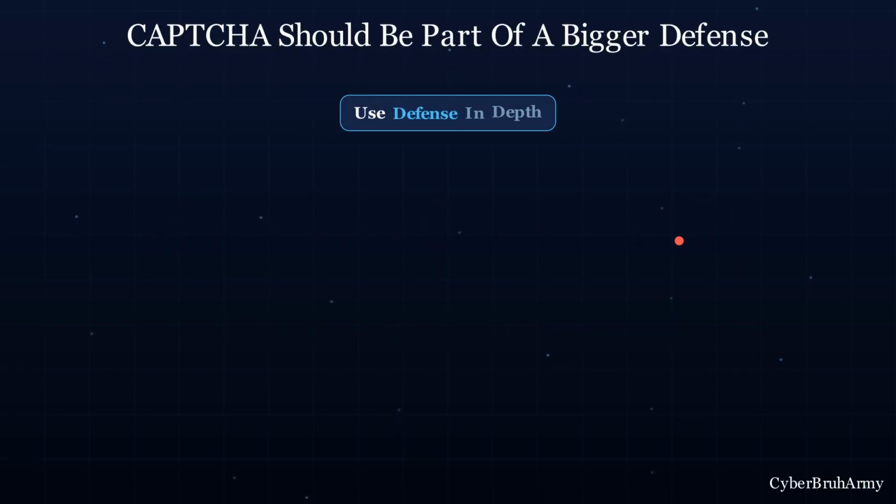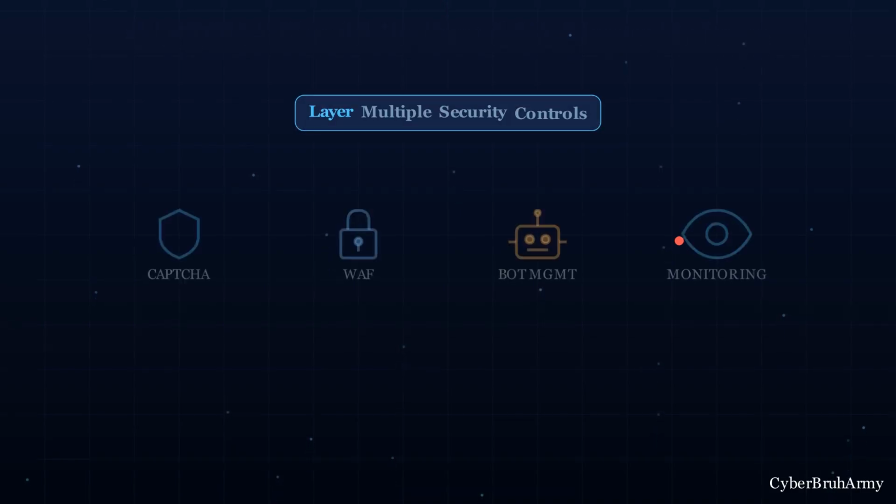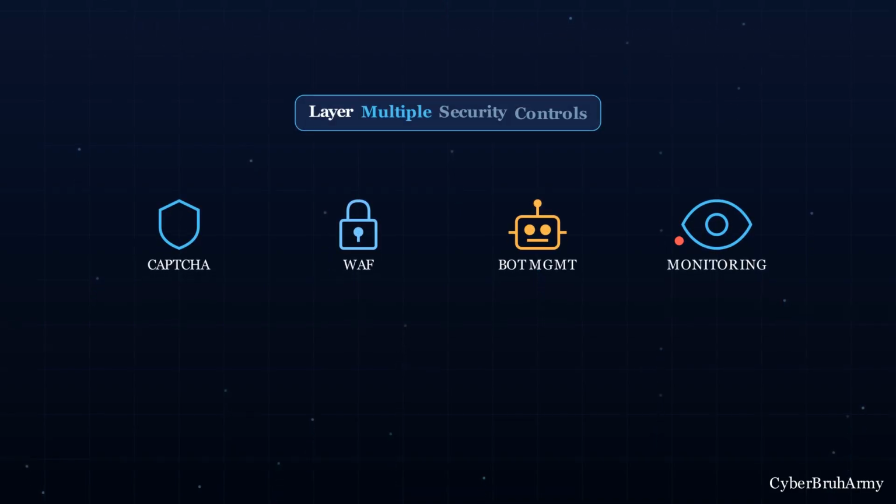Because CAPTCHAs are not completely bot-proof, organizations should combine them with other bot management and security controls. A stronger architecture can combine CAPTCHA with web application protection, behavioral bot detection, and continuous monitoring.